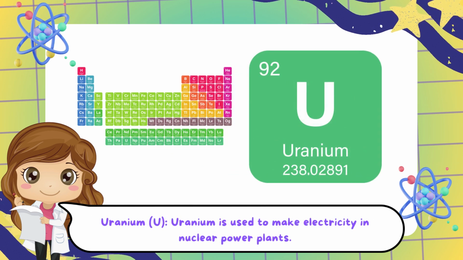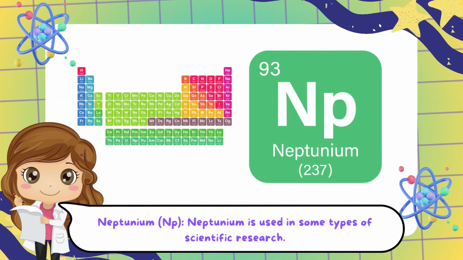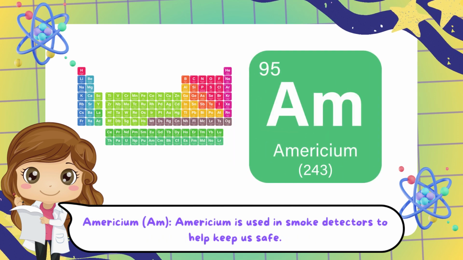Uranium, U. Uranium is used to make electricity in nuclear power plants. Neptunium, Np. Neptunium is used in some types of scientific research. Plutonium, Pu. Plutonium is used in some batteries for spacecraft and in nuclear power. Americium, Am. Americium is used in smoke detectors to help keep us safe.